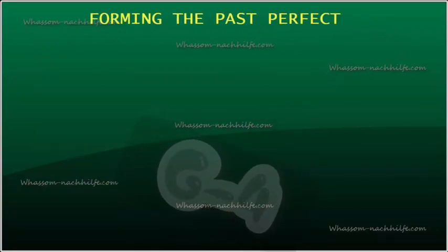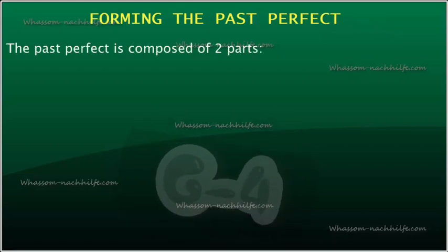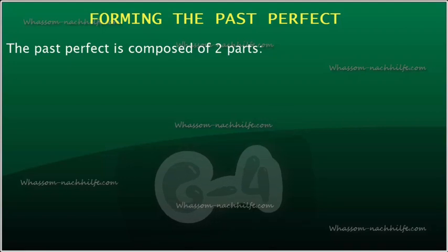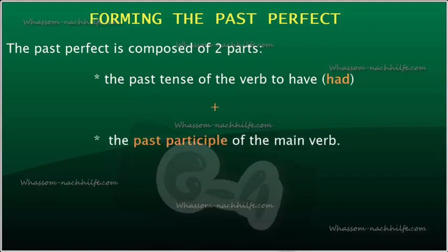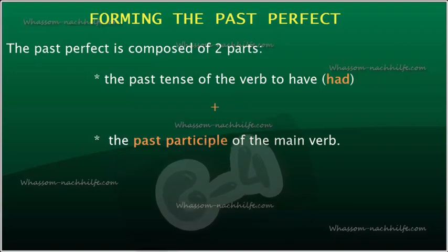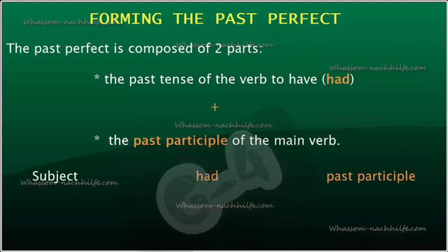Now, how to form the past perfect? The past perfect tense in English is composed of two parts. We first have the past tense of the verb to have, which is had, plus the past participle of the main verb. For example, we have a subject, had, and the past participle.